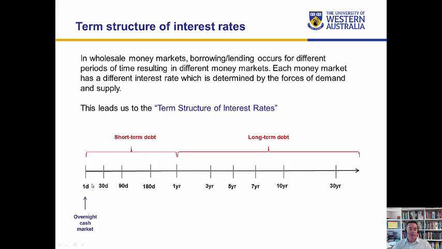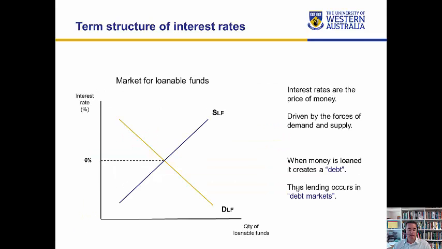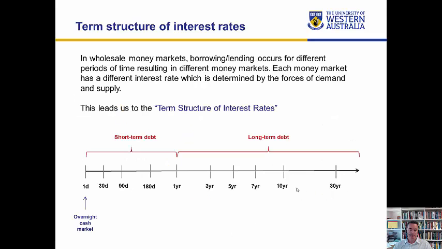Of course, each one of these different markets has its own interest rate, which is driven by the forces of demand and supply, as in the previous diagram. Just imagine the 1-year market, the 3-year market, the 5, 7, 10-year market. They each have a demand and supply curve, which each day is determining the equilibrium interest rate in that market. So each of these markets will have a different interest rate. What do these interest rates look like in relation to each other? That's where we get into the term structure of interest rates.